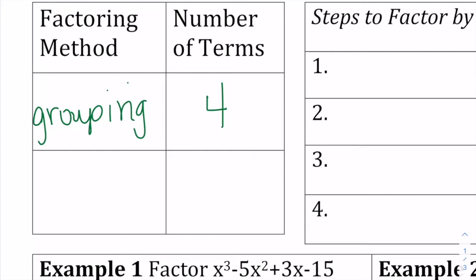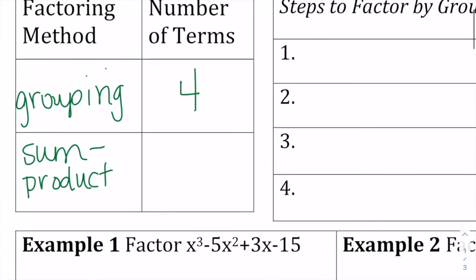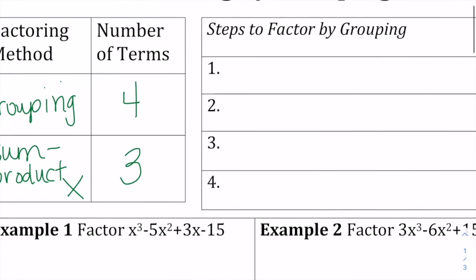Now next week, we're going to use the sum product, which I also say the X method. Just put an X here. And we'll use that method when we have 3 terms, or quadratic. Okay, now the steps for factoring by grouping.